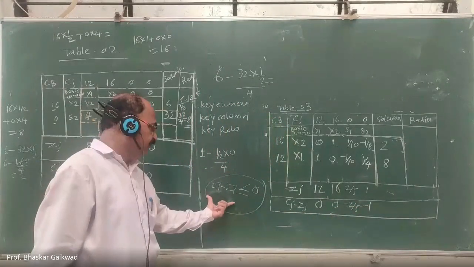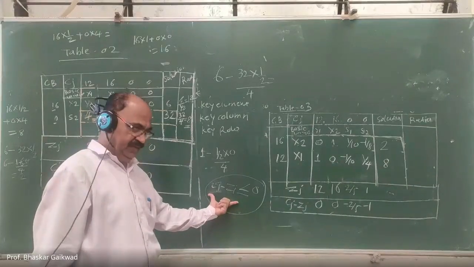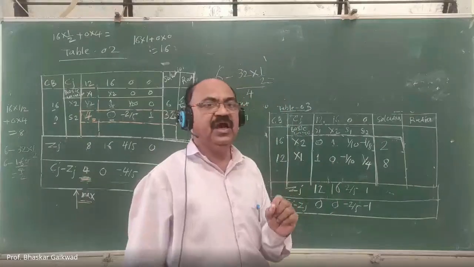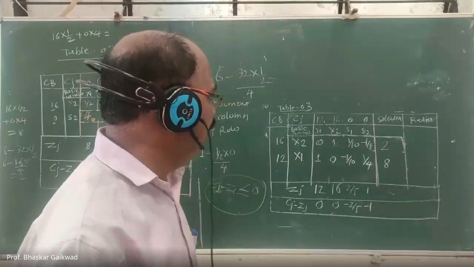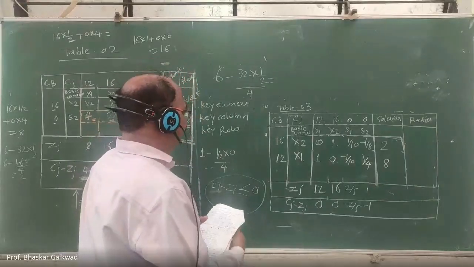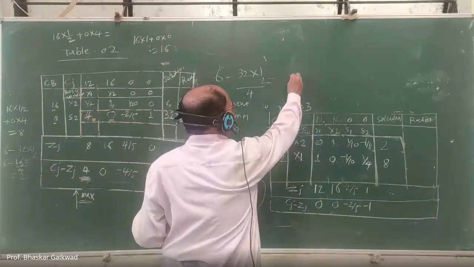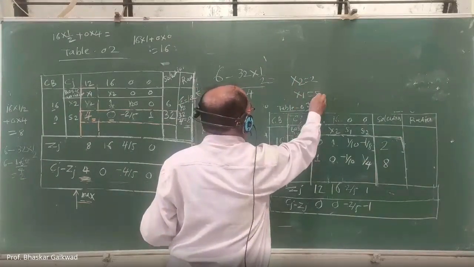For the maximum condition, it is like this way. So when this answer is there, then we have got the optimum solution. Then we write here: x2 is equal to 2 and x1 is equal to 8.